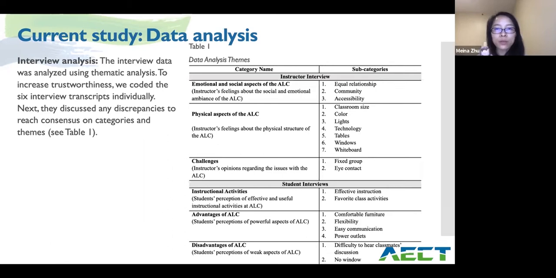First is emotional and social aspects of the active learning classroom. Second is the physical aspects of the active learning classroom. And third is challenges. From student interviews, we found 3 themes: instructional activities, advantages of the active learning classroom, and disadvantages of the active learning classroom.